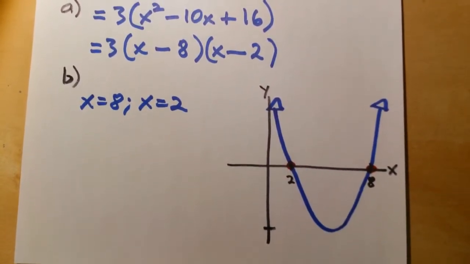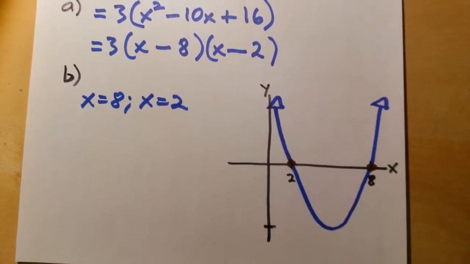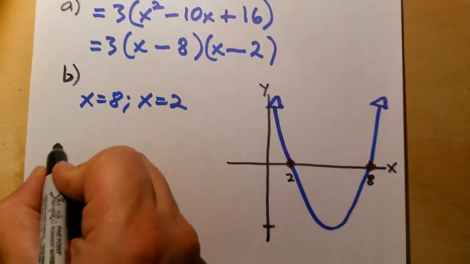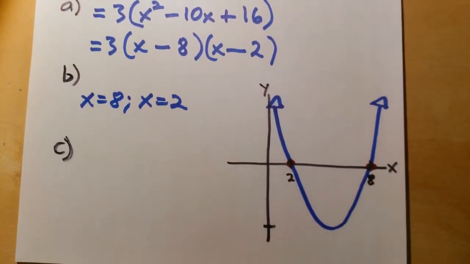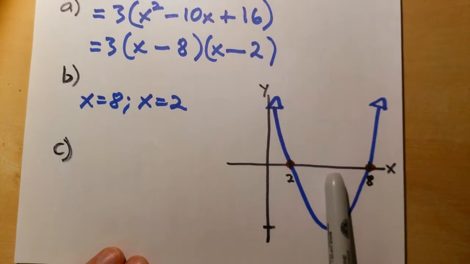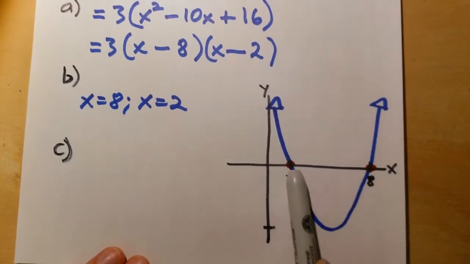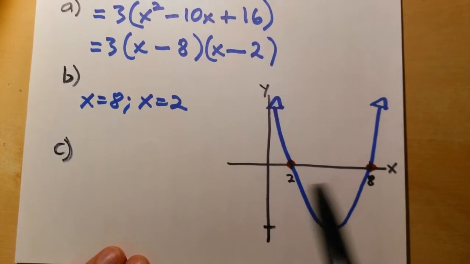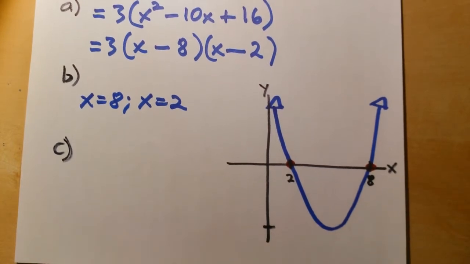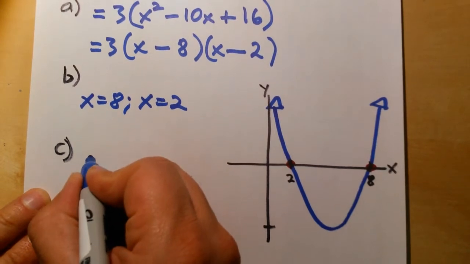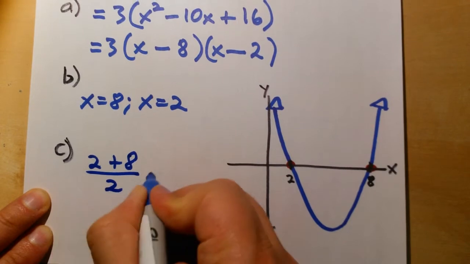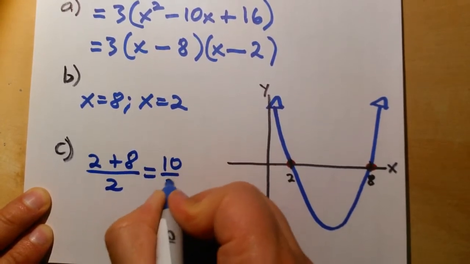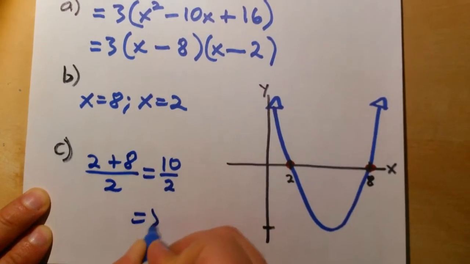The next question says, find the equation of the axis of symmetry. So what is the axis of symmetry? It's basically the point that is halfway between the x-intercepts. So how do we find that out? Well, we simply add the x-intercepts and divide by 2. So we add 2 plus 8 divided by 2. That gives us 10 over 2, and this is equal to 5.